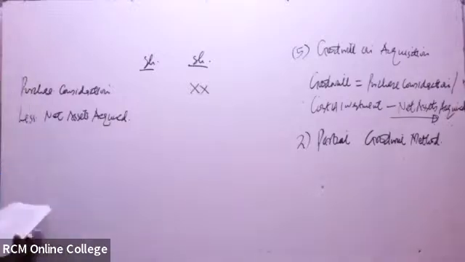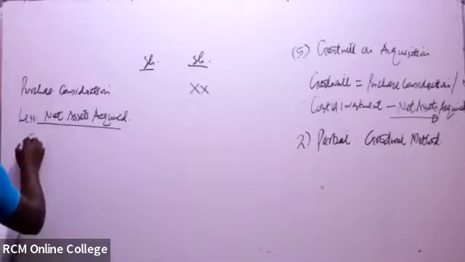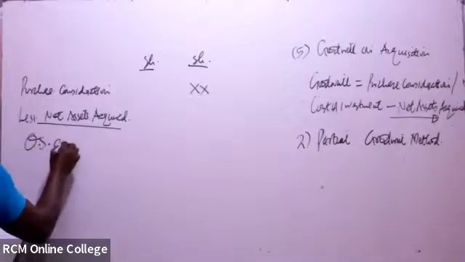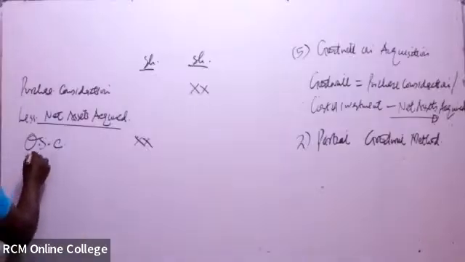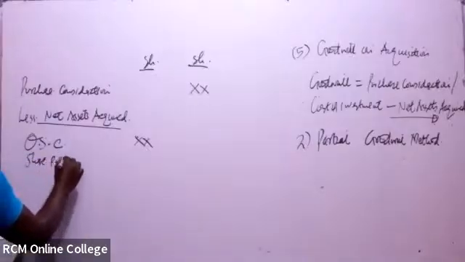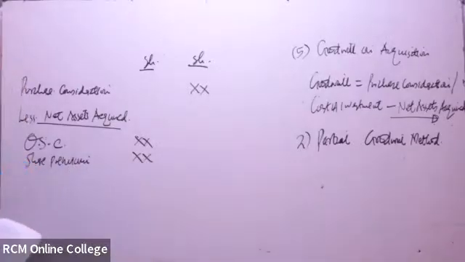Under the net assets acquired, you consider ordinary share capital. You consider if there was a share premium, it is part of the net assets. This one you pick from the equity part of the subsidiary.